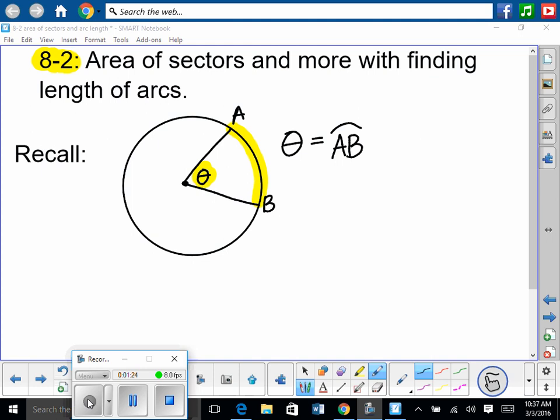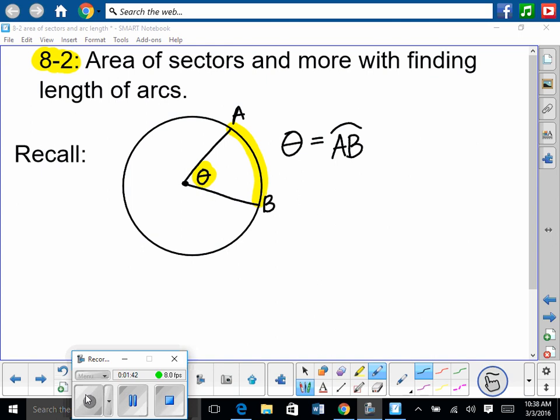Okay, so moving on. So 8-2 today. We're going to be finding area of sectors, and then we're going to practice more with finding lengths of arcs, because that's super important. We did learn that yesterday. So we're going to first start off going over what we learned yesterday quickly. So 8-2, guys, you'll need to be taking notes.